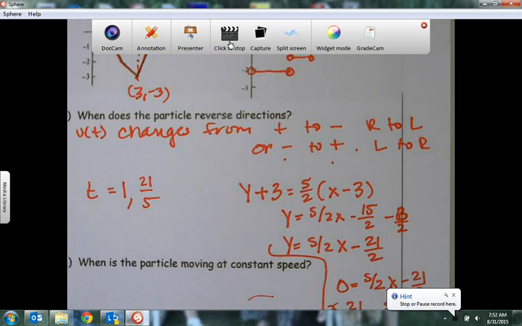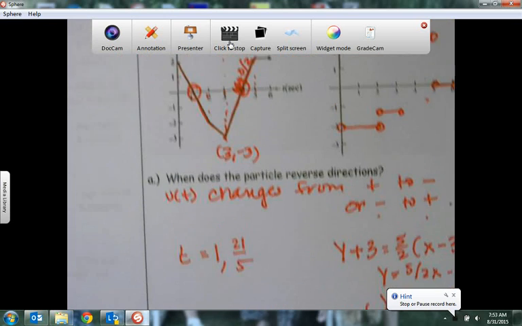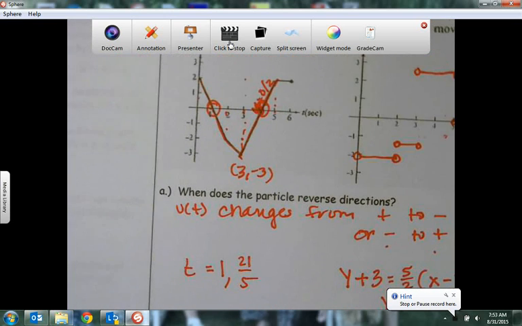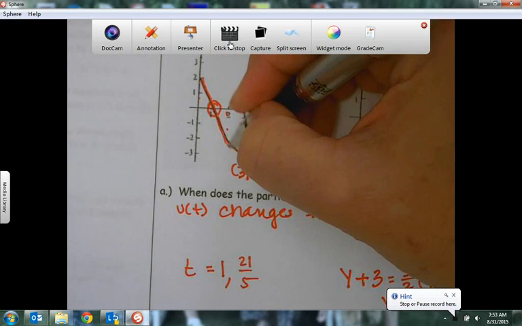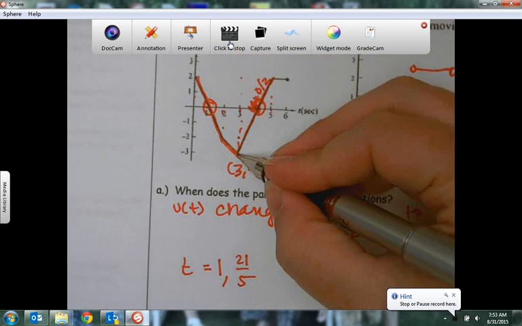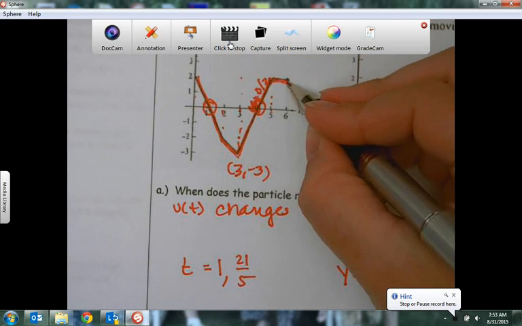Alright, when is the particle moving at a constant speed? So here I can see it's moving at a constant speed. So here velocity is changing, velocity is changing, velocity is changing. Oh, okay, there's a constant. So from 5 to 6.